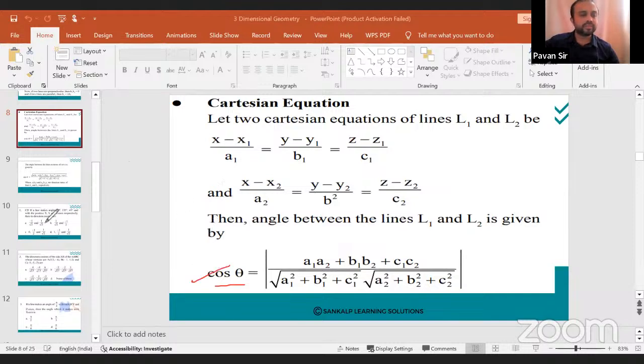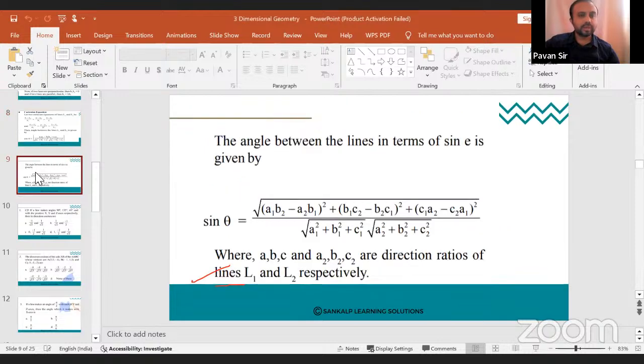Okay. Next, the angle between the lines in terms of sine. Earlier we studied what? Cosine. Now we are going to study the sine.